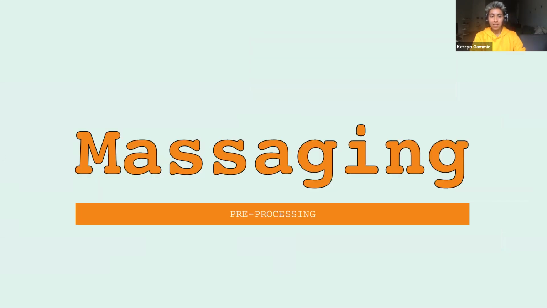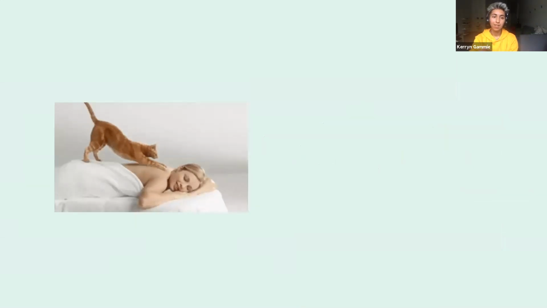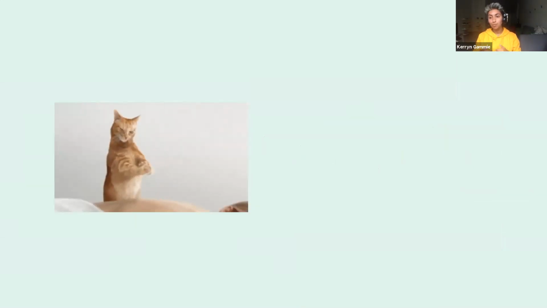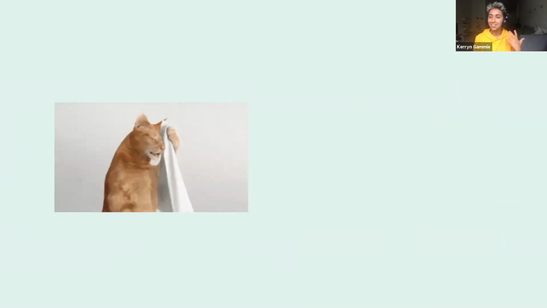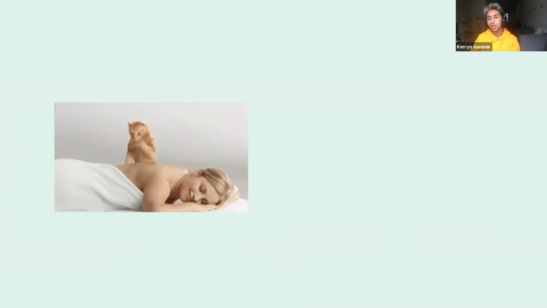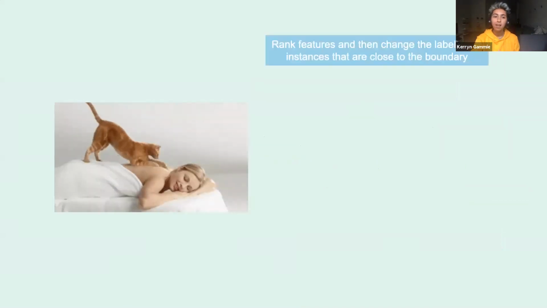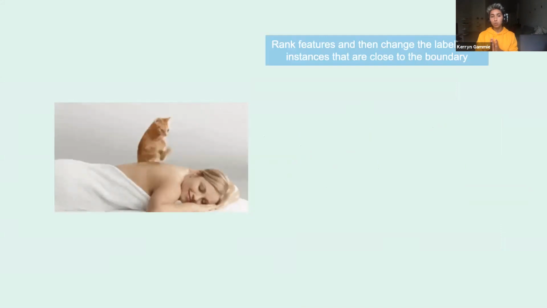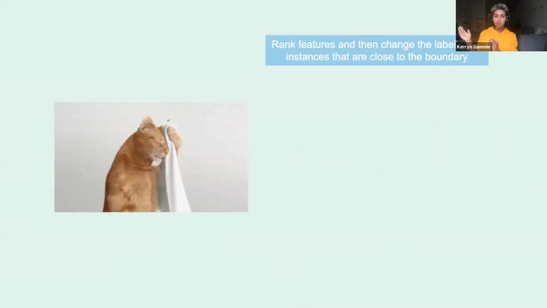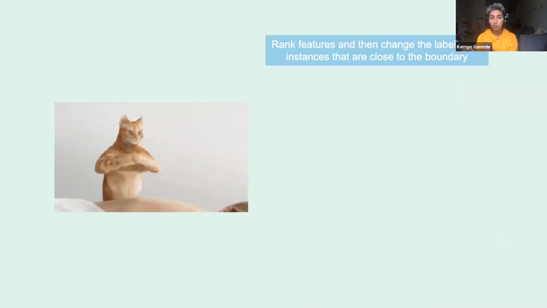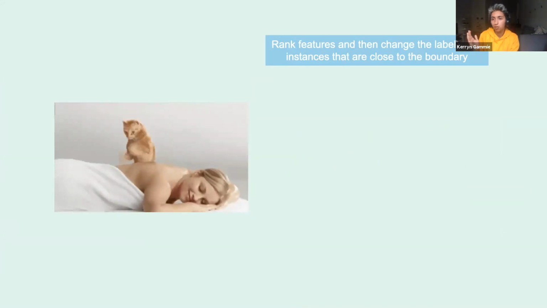Cool. So on the pre-processing technique, this is at the data stage. So here you're wanting to change the training data that the algorithm is going to then learn on. So literally, I don't want to say manually because you don't go row by row, but you'll have an algorithm that is massaging your data and changing it fundamentally. And essentially the way it works is it will rank the features, so it'll rank the columns, and then it'll change the labels of the instances that are close to this boundary.